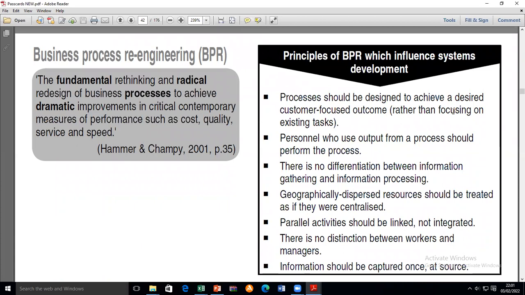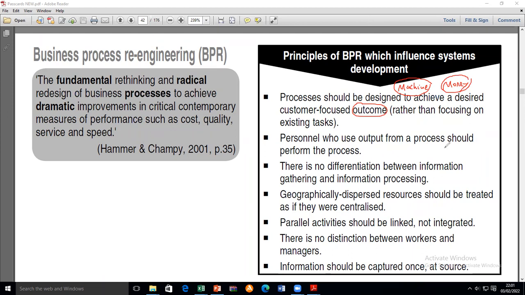Processes should be designed to achieve a desired customer-focused outcome. When you go to the bank, what is the expected outcome? What are you looking for? It's the money. We want to get our money, that's the outcome. Whether that money is going to be dispensed by a machine, by a computer, the focus is, can we make sure that we get our money to go and spend?